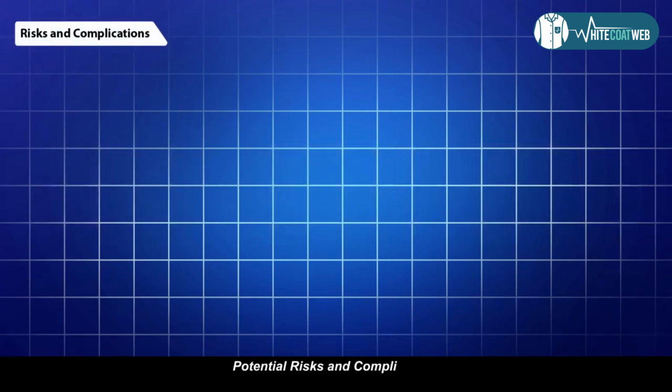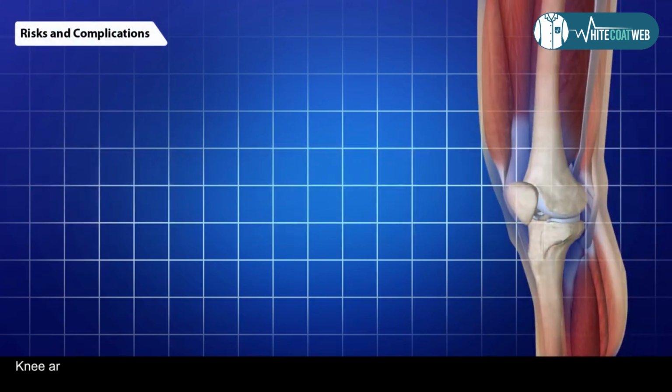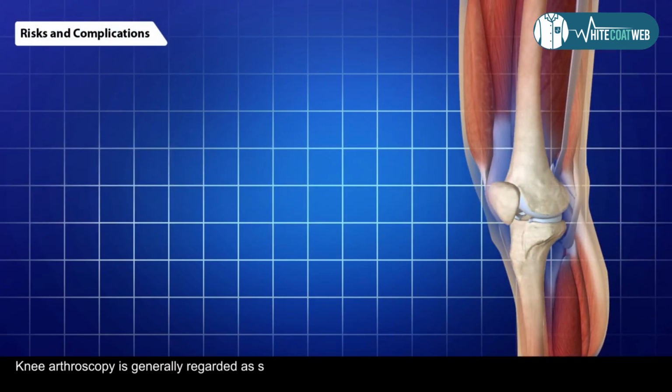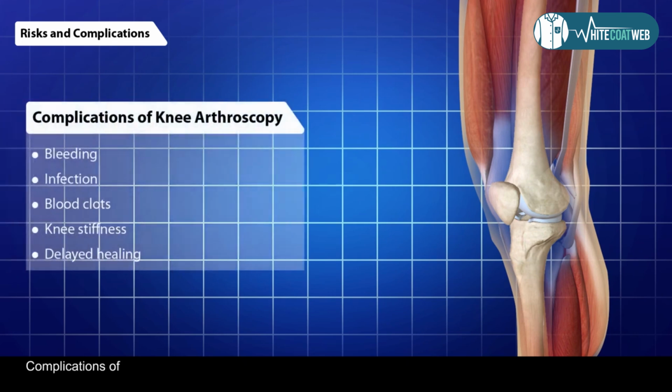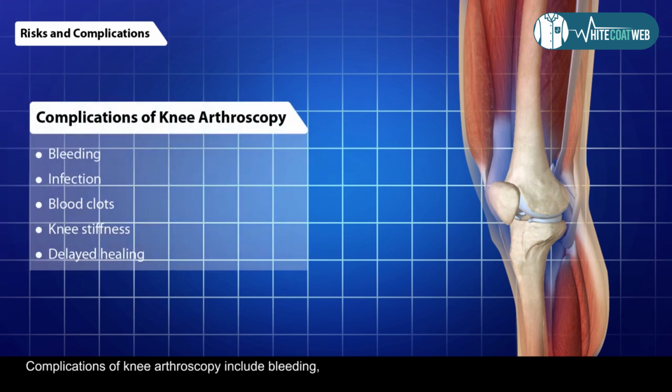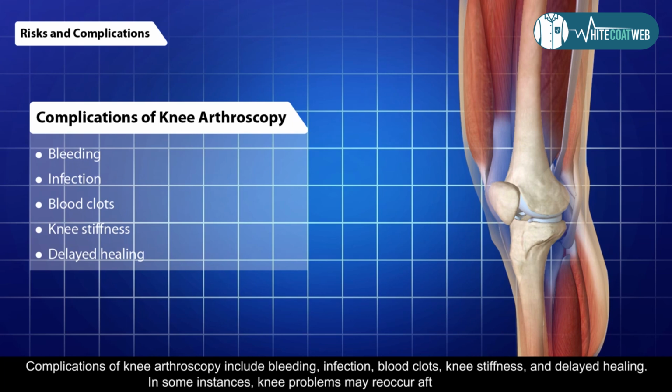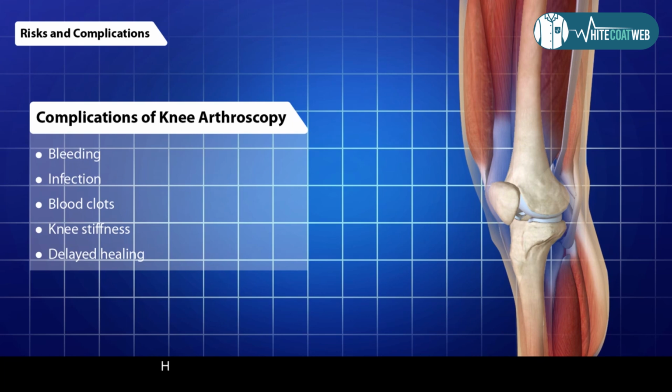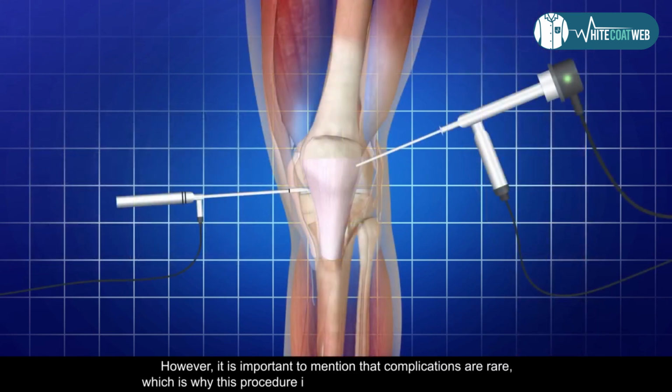Potential risks and complications. Knee arthroscopy is generally regarded as safe, but as with every other surgical procedure, there are certain risks. Complications of knee arthroscopy include bleeding, infection, blood clots, knee stiffness, and delayed healing. In some instances, knee problems may reoccur after the procedure. However, it is important to mention that complications are rare, which is why this procedure is widely used for treating knee problems.